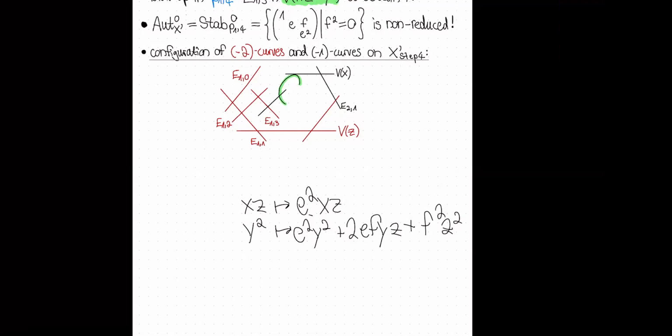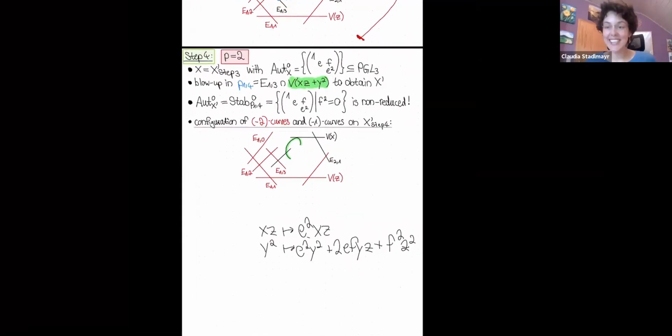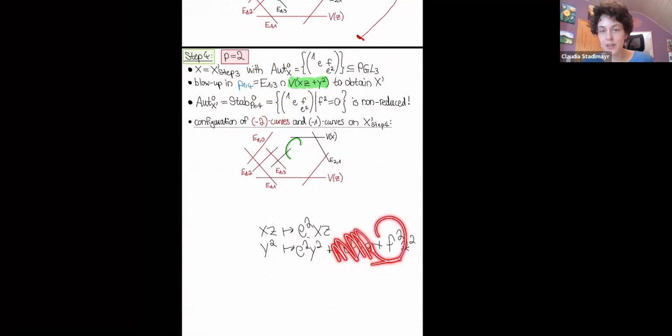The construction works in any characteristic, just the automorphism group changes. Is it correct? Yes, exactly. So the construction and Blanchard's lemma and how you blow up points is all the same, but as you see in this example, in characteristic different from 2, this point is preserved if f is 0, whereas in characteristic 2, this term vanishes, so we need the condition f squared to be 0 for our point P14 to be preserved.